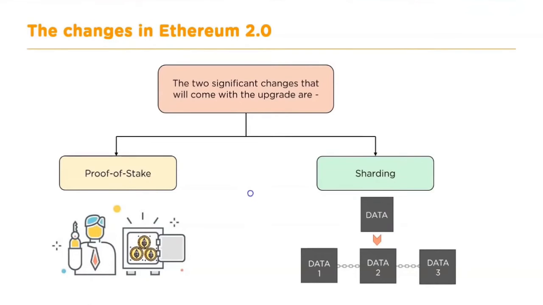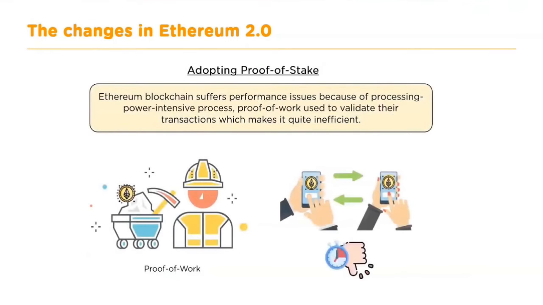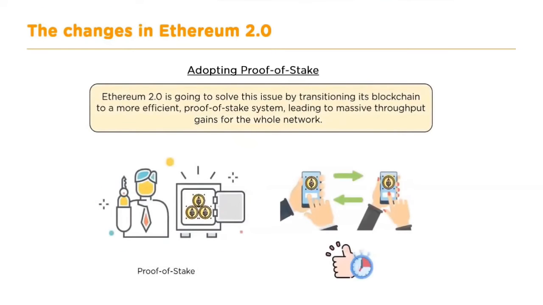Adopting proof of stake: Ethereum blockchain implementations suffer from performance issues because they rely on a processing power intensive process known as proof of work to record and validate their transactions. The problem with proof of work's design is that it's very inefficient. Ethereum 2.0 will solve these issues by transitioning its blockchain to a more efficient proof of stake system. It will decrease the complexities faced by the network, leading to massive throughput gains for the whole network.